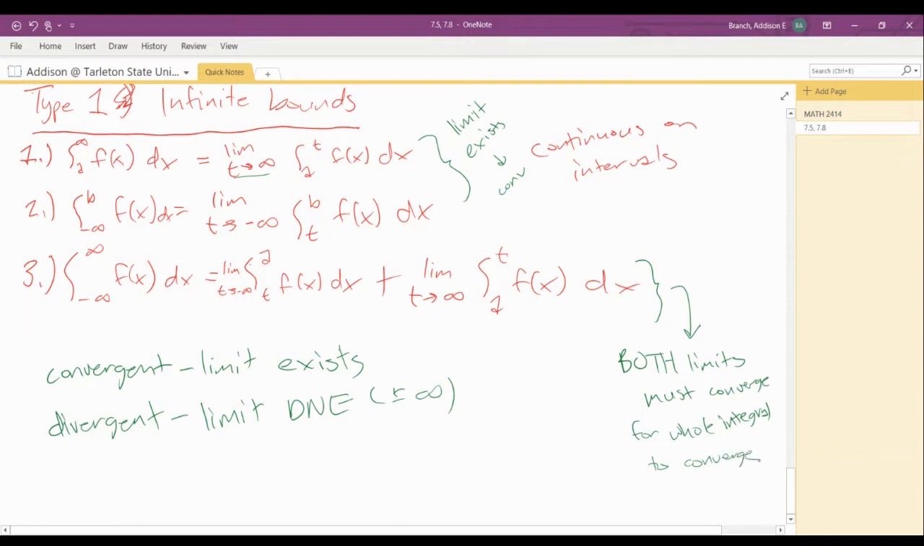If one of those diverges, then the entirety can't converge. So for example, if this part converged and this part diverged, then this whole thing would be divergent, because essentially that first part could be equal to 1, but if your second part is equal to infinity, 1 plus infinity is infinity. So I'm going to go ahead and do a couple of examples on how we do improper integrals.